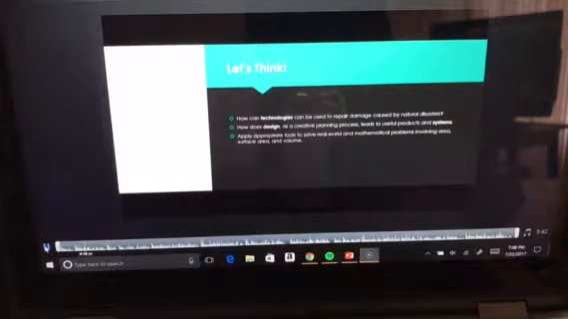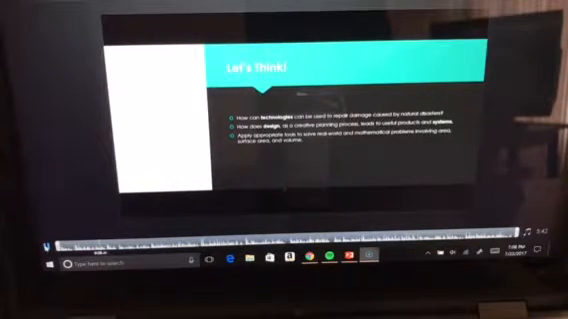One is, how can technologies be used to repair damage caused by natural disasters? That's something that we have to think about extremely often when we're designing architecture, especially depending on where the location of that architecture will lie.